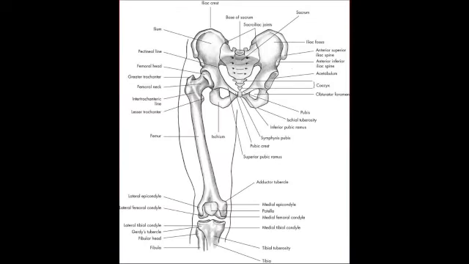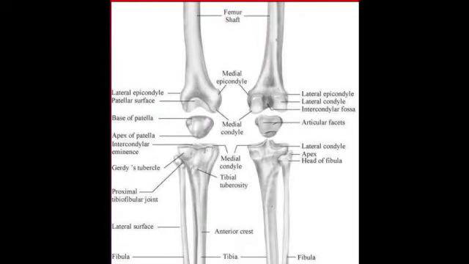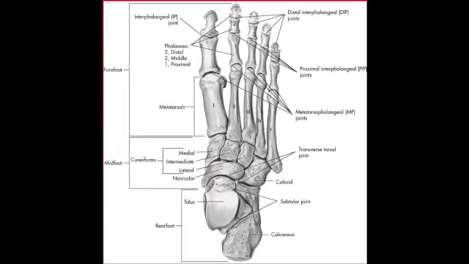The main bony structures of the pelvis include the sacrum, coccyx, ilium, ischium, pubis, greater trochanter, lesser trochanter, and the femur. The femur connects into the knee joint. The knee joint consists of the femur, the medial and lateral epicondyles and condyles, the patella, tibial tuberosity, Gerdy's tubercle, and the tibia and fibula. The tibia and fibula then connect into the ankle and foot.